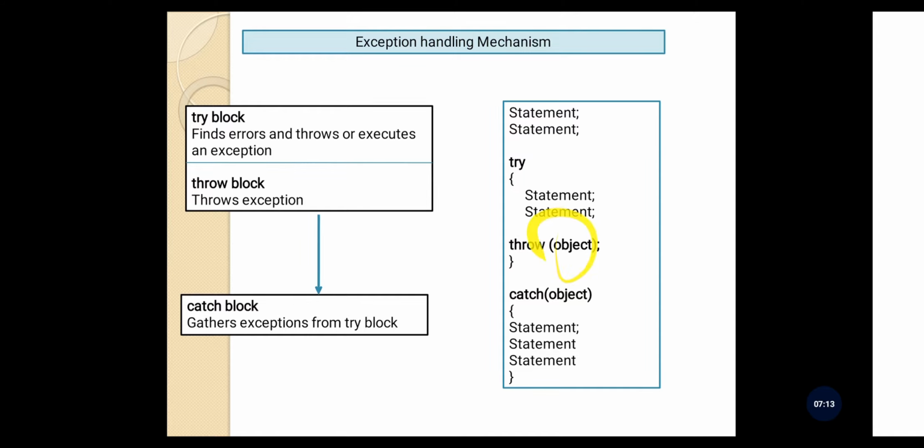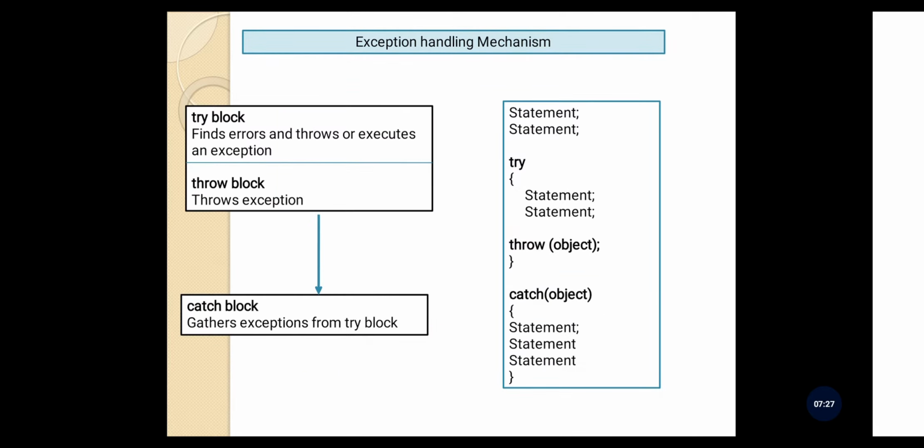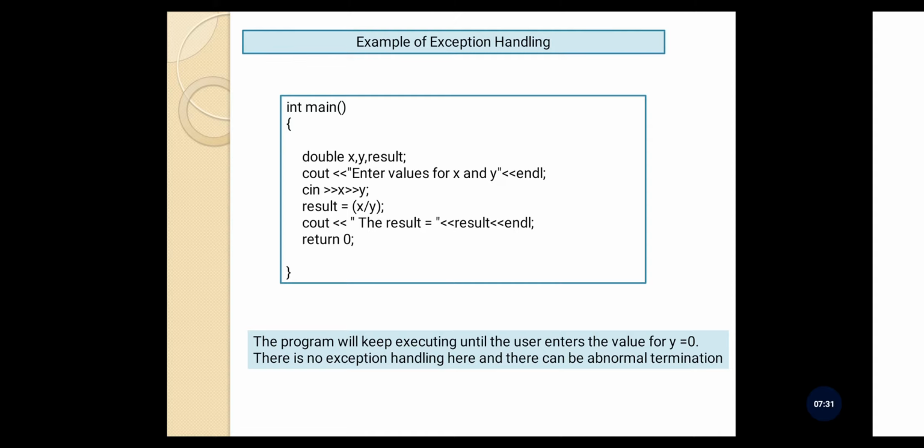So assuming that there is an integer which is causing a problem and it causes an exception, so we throw that integer, and then there is a separate catch block where that integer which is thrown is handled. Right, so that's how the exception handling mechanism takes place. Let's look at the simple code.